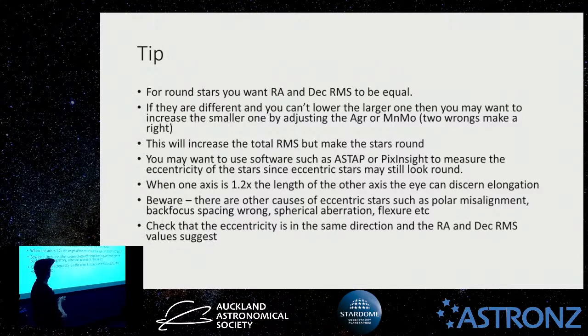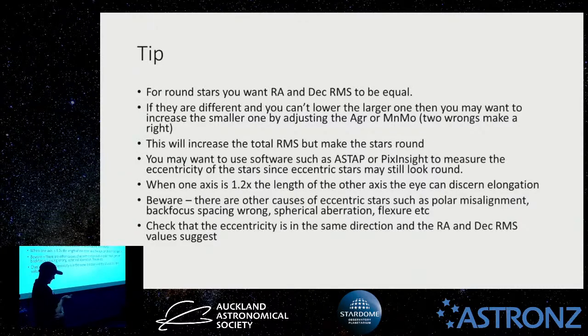So a tip is, for round stars, you want the right ascension and declination RMS to be roughly equal. And so if your dec guiding is better than your RA guiding, you may want to make the dec guiding a little bit worse than necessary, so that your stars become circular again. So yeah, you may want to adjust the min move to lower than what your guiding assistant suggests so that it's more active than it needs to be, or you may want to make it more aggressive. And so that's just a classic example of 2 wrongs making a right.